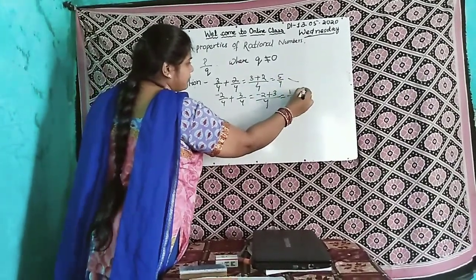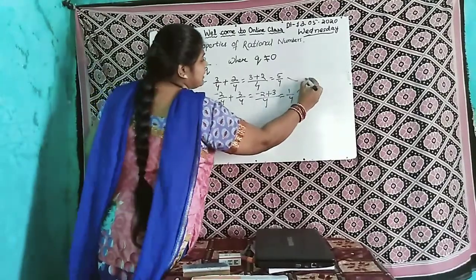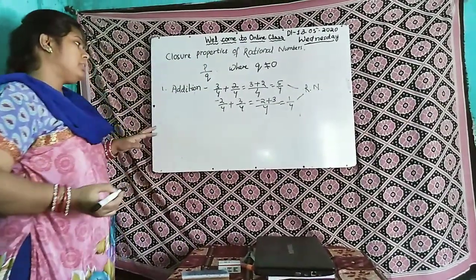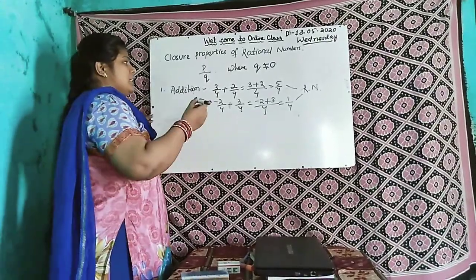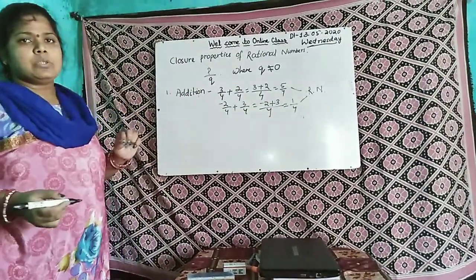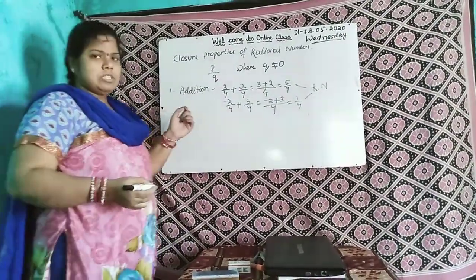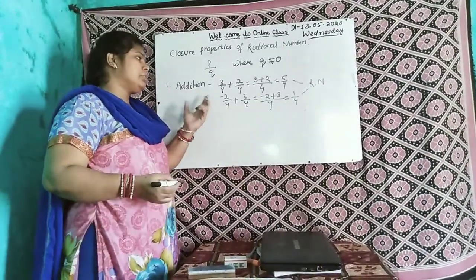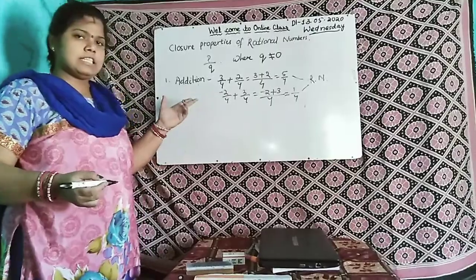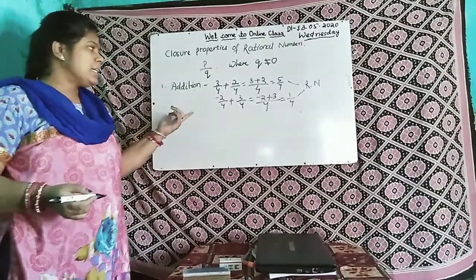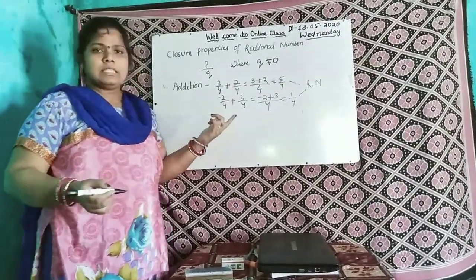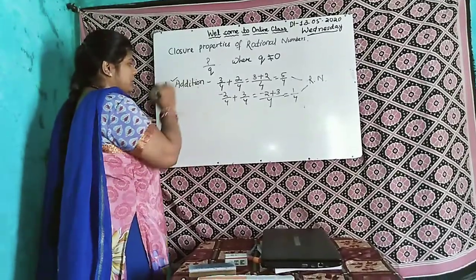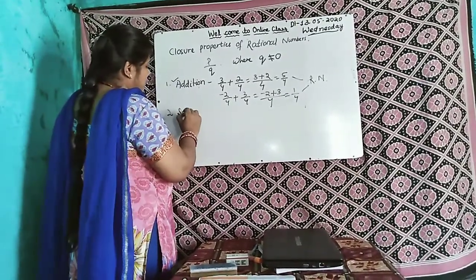Also a rational number. So what will you write? Rational numbers are closed under addition. So we say that if after adding two rational numbers we get again a rational number, then we say that rational numbers are closed under addition. Then it is closed.